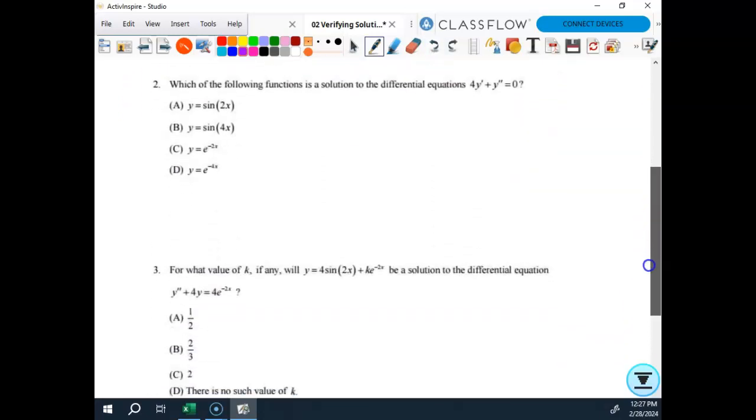So number 2 is kind of the opposite of what they're giving you. They're giving you the actual equations and want to know which one of these is the solution to this over here. So for each one of them, as you work your way down, you're going to have to find y prime and y double prime and then substitute them in. So go ahead. I'm going to give you a few minutes to work on this on your own.